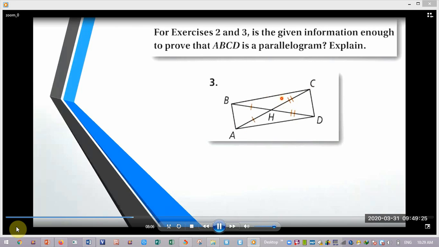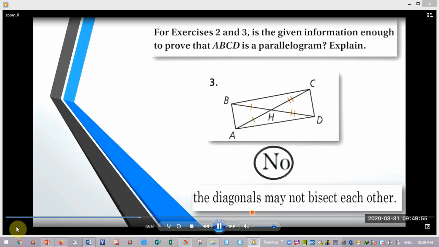I think this information is not enough, because the two diagonals do not bisect each other. If they bisected each other, then AH equals HC. No, AH equals HB. And BH equals HD. No, HD equals HC. Then they do not bisect each other. Then it is not a parallelogram. The diagonals might not bisect each other.